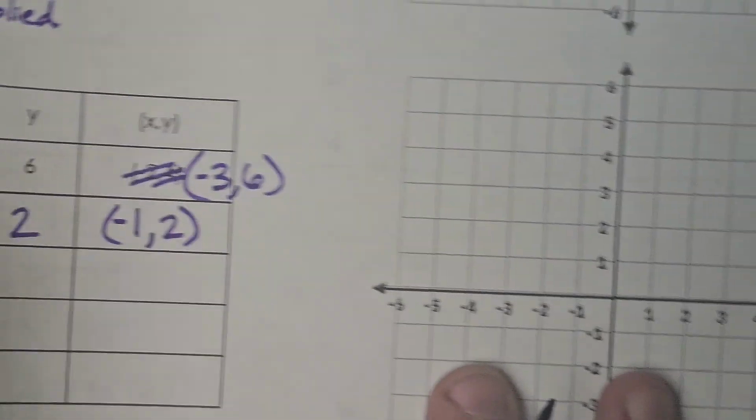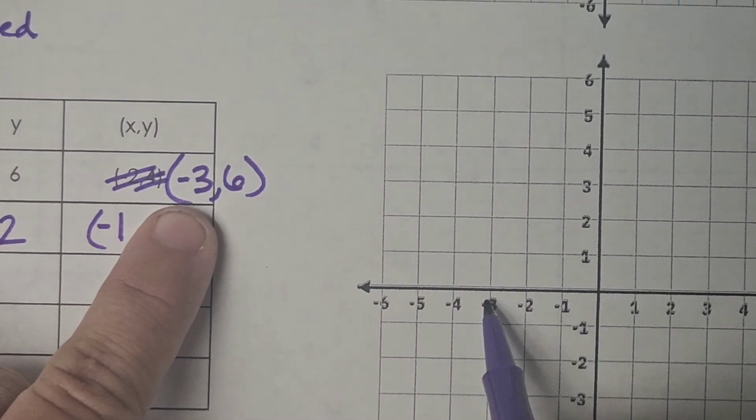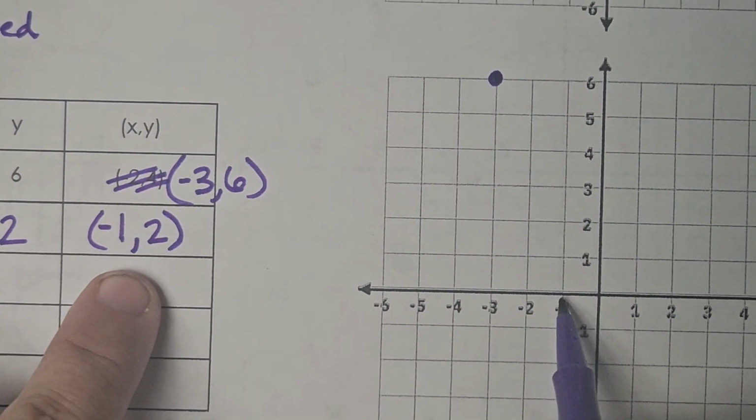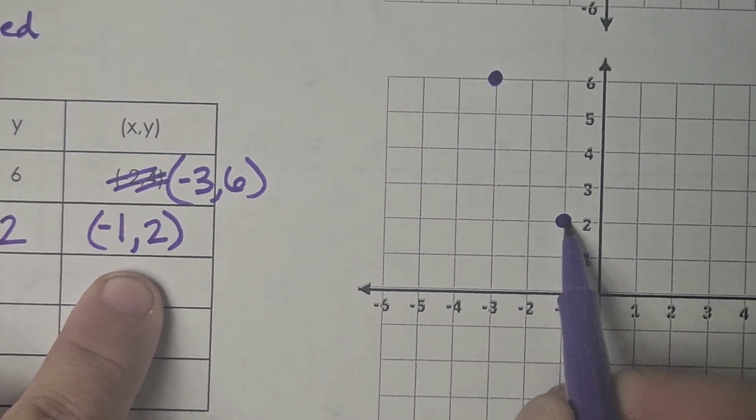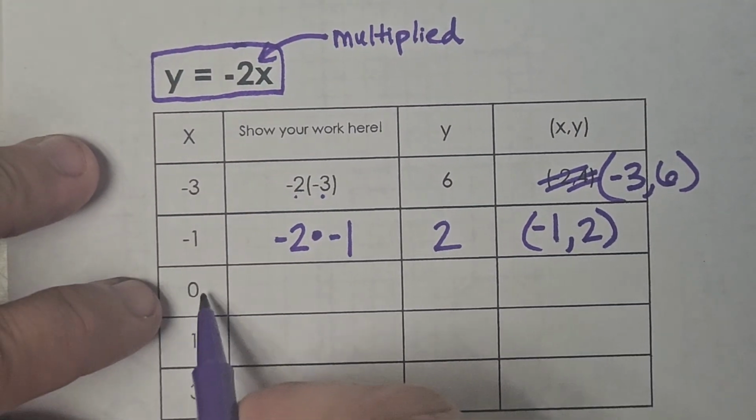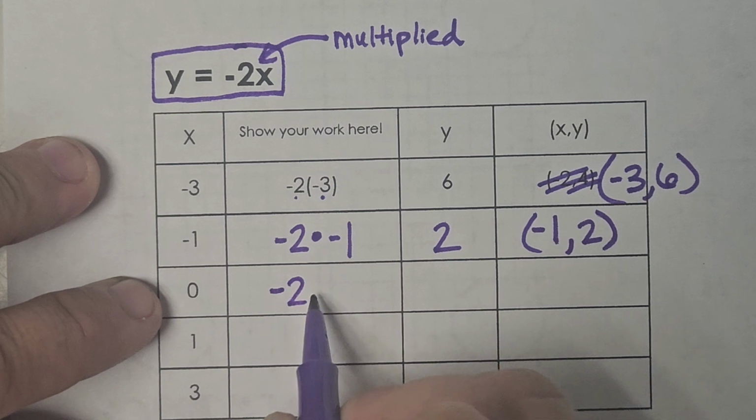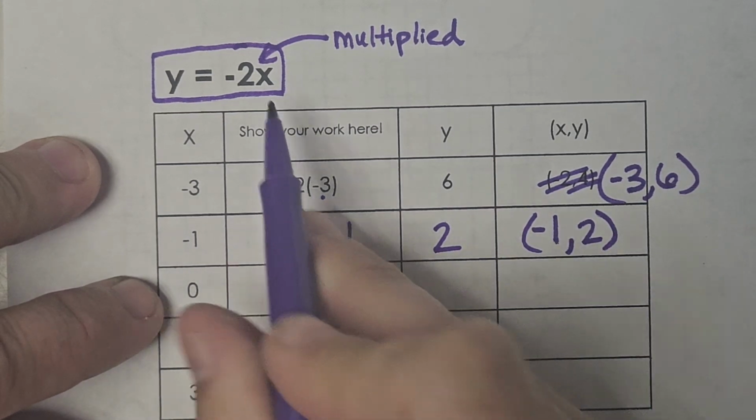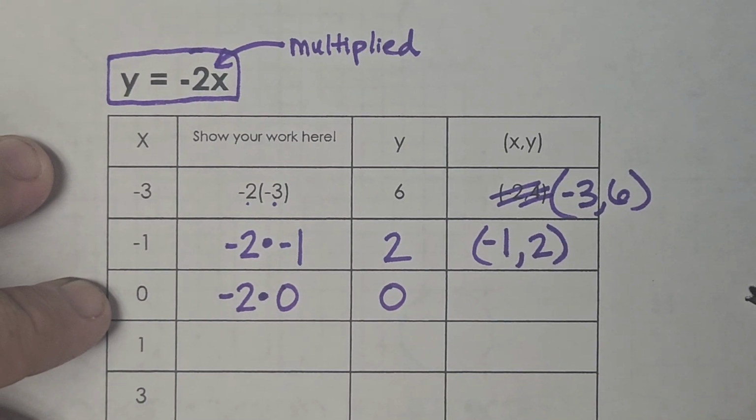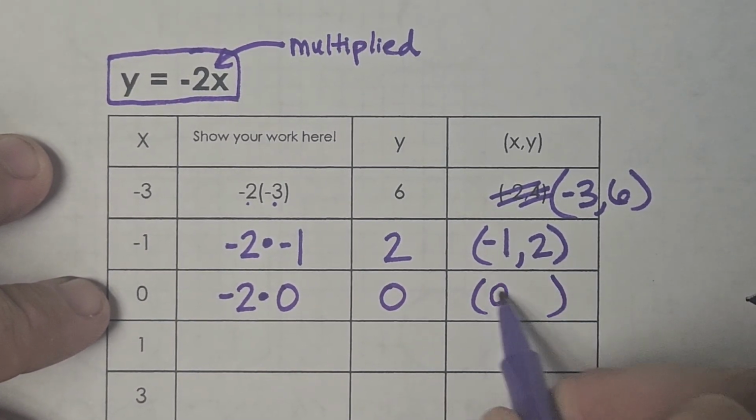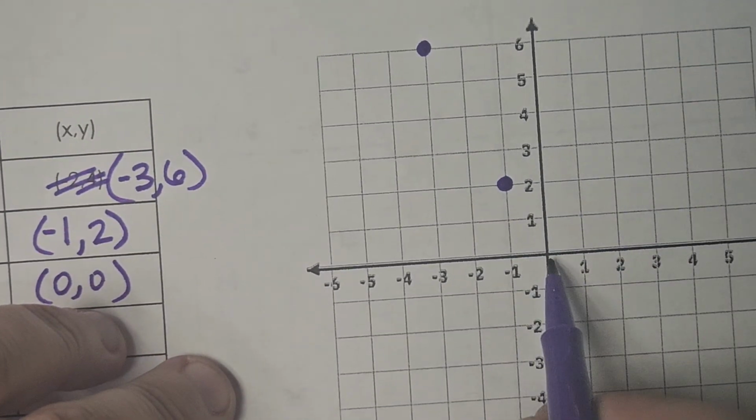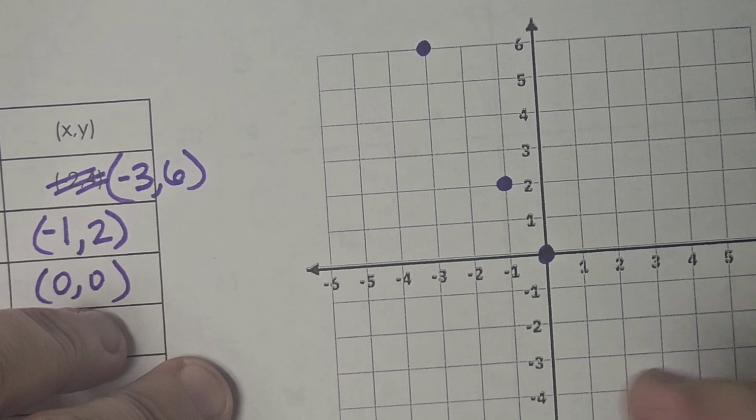So I'm going to plot these 2 points. My first one was negative 3, 6. So it goes way up here. My next one was negative 1 and then 2. Next number for x is going to be 0. So negative 2 times my x value is going to be 0. So my coordinate point is just going to be 0, 0 again. So my coordinate would land at the origin point.